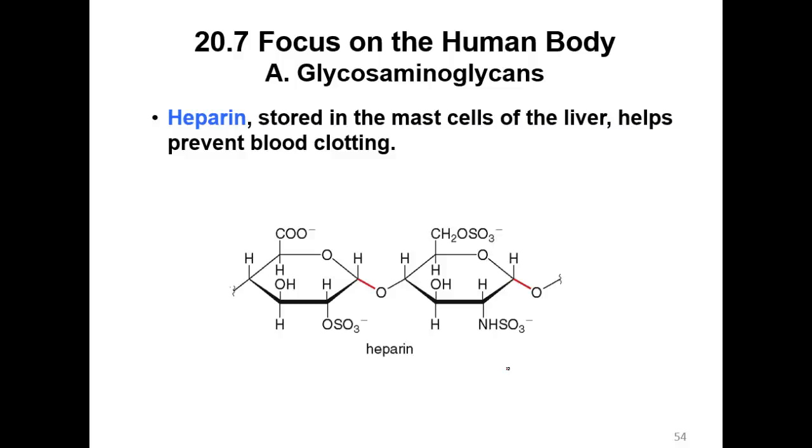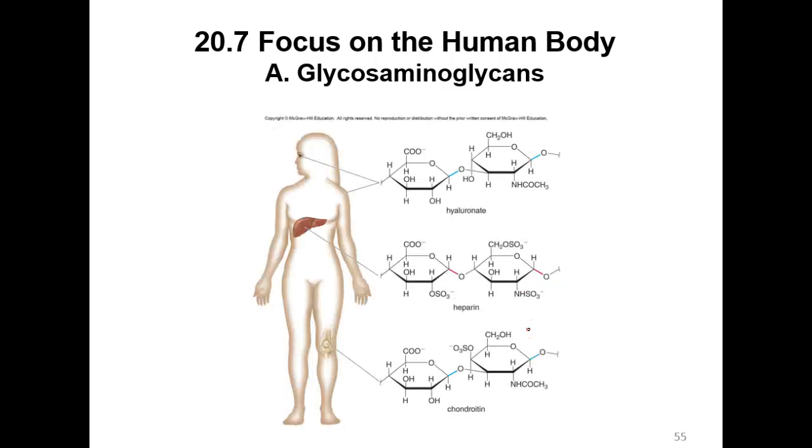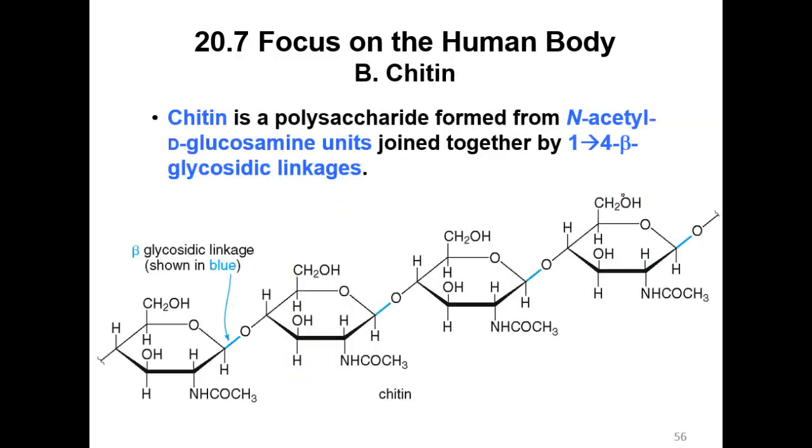All right, heparin is another one. Heparin is responsible for blood clotting, and it's a type of sugar that has a whole bunch of other types of groups in it, but it also has that amine group. It's stored in our livers. Here they show you the various places where these GAGs, or glycosaminoglycans, are stored. Oh, heparin, there we go.